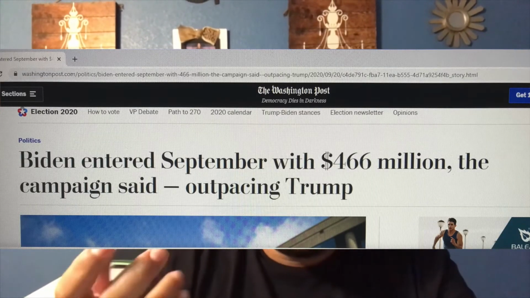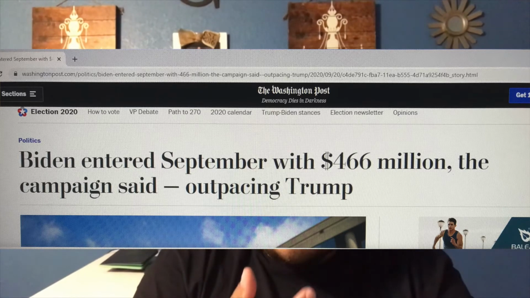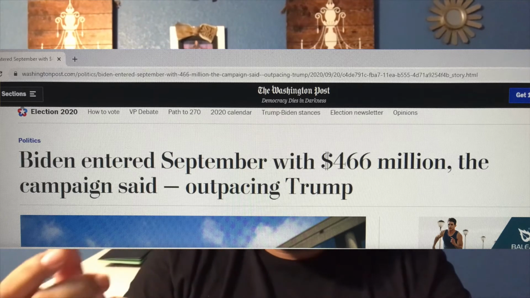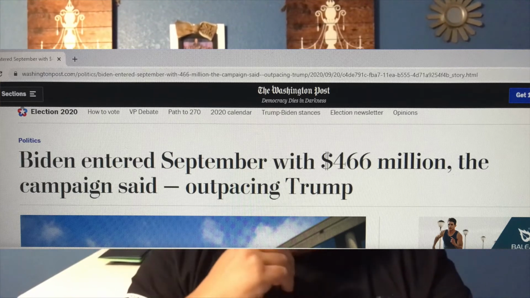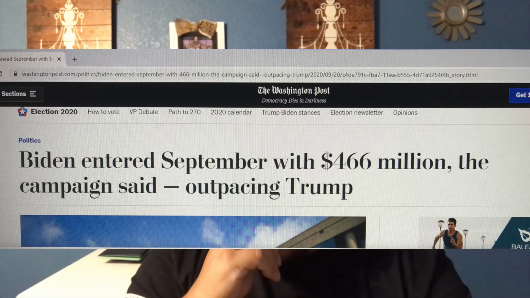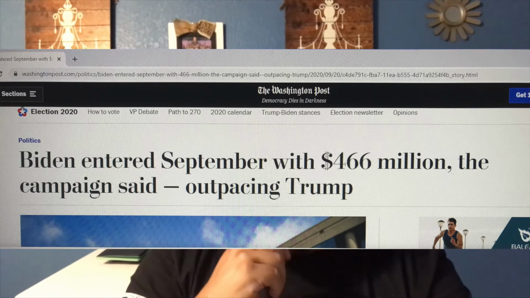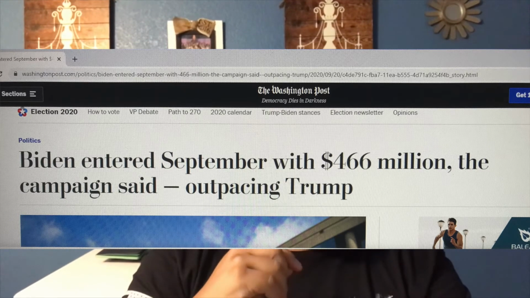For the total of his campaign, and again, this is the Washington Post here, so you guys can see this has nothing to do with my, you could say, conservative view or anything like that. Biden entered September, which just passed, with $466 million that his campaign has raised. That's almost $500 million. Wow. Think about that. $500 million that he could put towards ads, towards social media attacks. There's a lot of things.